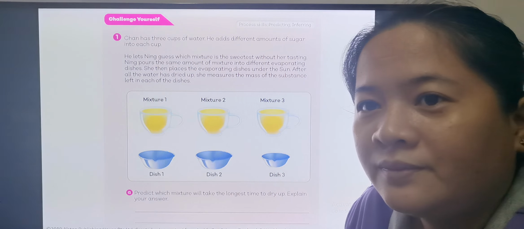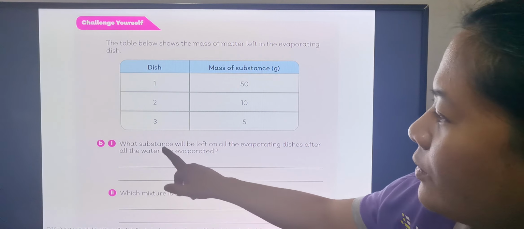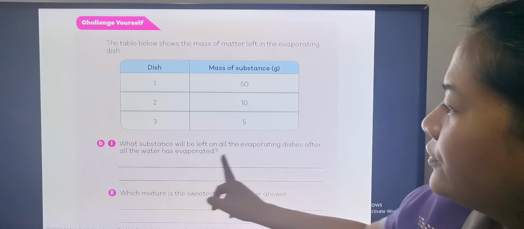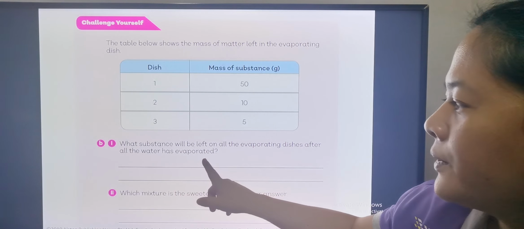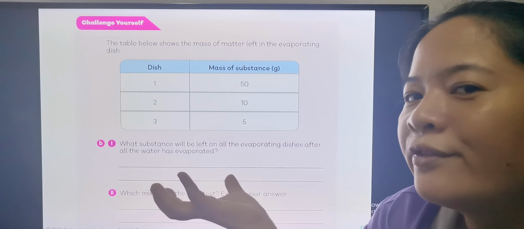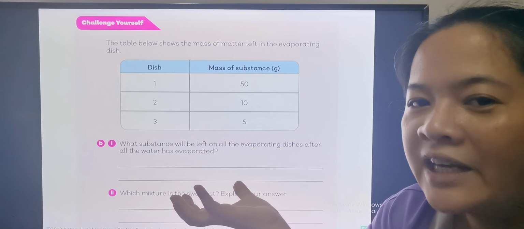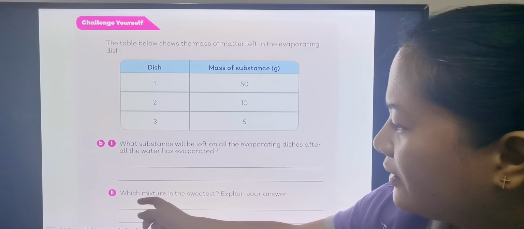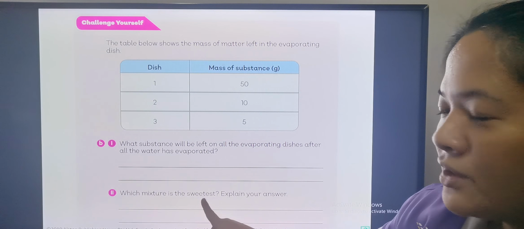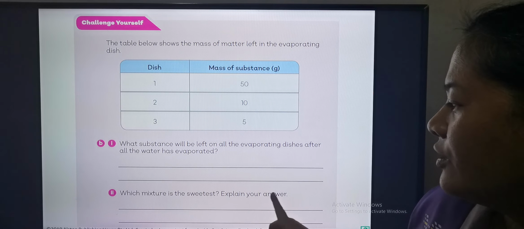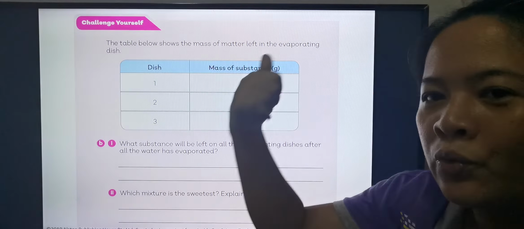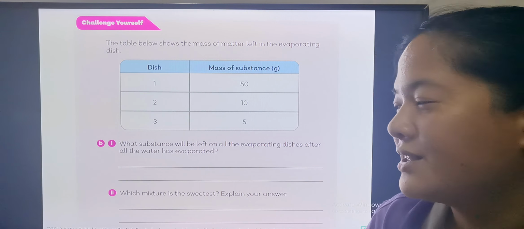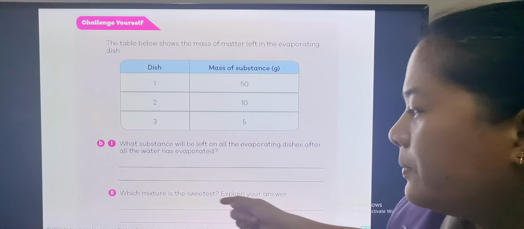And then letter B, what substance will be left on all the evaporating dishes after all the water has evaporated? It's easy. And number 2, which mixture is the sweetest? Explain your answer. Which do you think, mixture 1, mixture 2, or mixture 3, will be the sweetest?